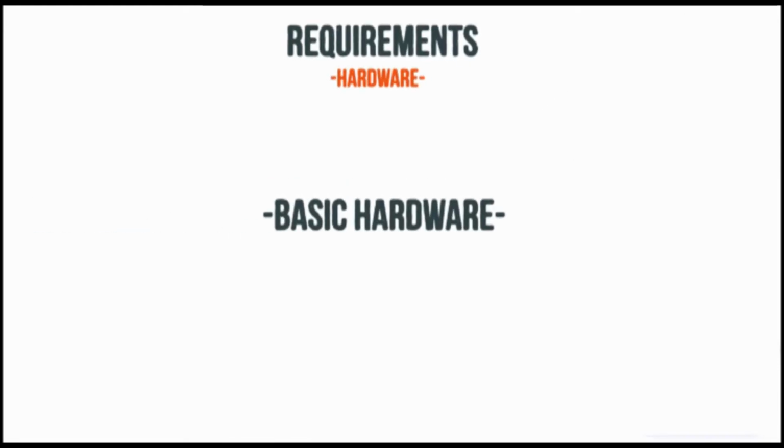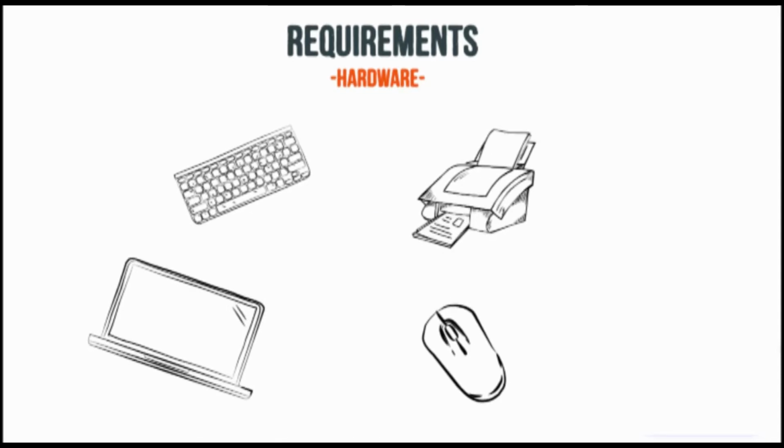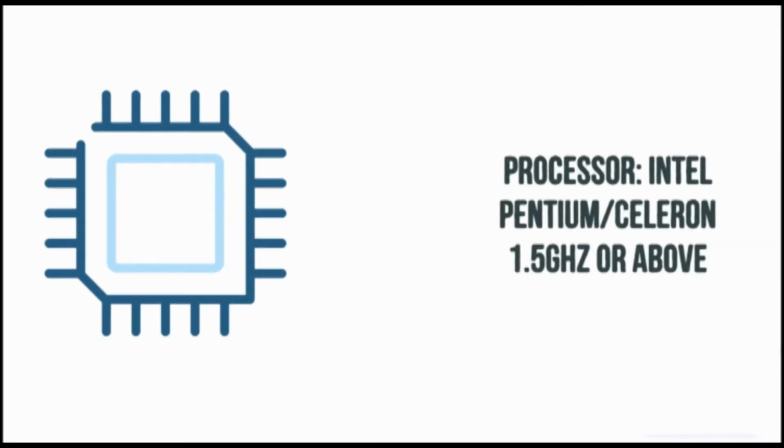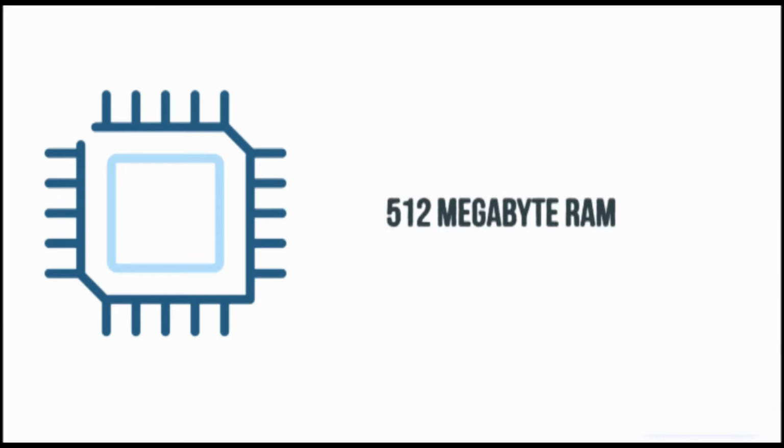There will be necessary hardware and software requirements in order to start developing a website. These hardware will include a mouse, keyboard, printer, and a PC with processor, RAM, and hard disk drive with the specifications listed.